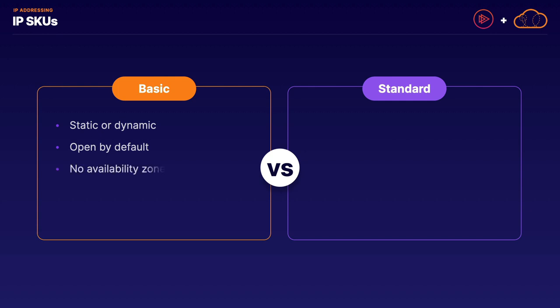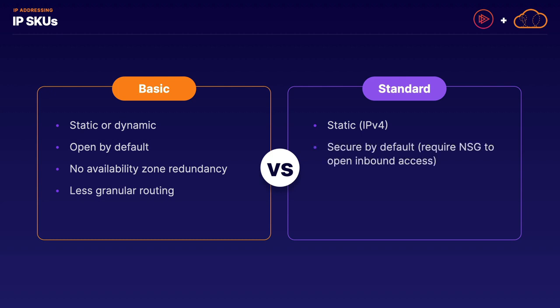Otherwise, all incoming traffic will be permitted to come through. Also, with basic IPs, there is no availability zone redundancy, and you also have less granular routing options with basic IP SKUs. By comparison, standard IP SKUs are static only. You cannot have a dynamic standard IP SKU, and that's specifically referring to IP version 4. Compared with the basic SKU, all standard IP SKUs are secure by default, which means that for standard IPs assigned to a virtual machine, all incoming traffic is blocked until you create a network security group to explicitly allow certain types of inbound access. And also compared to a basic SKU, you do have zone redundancy, and it gives you more granular routing options.